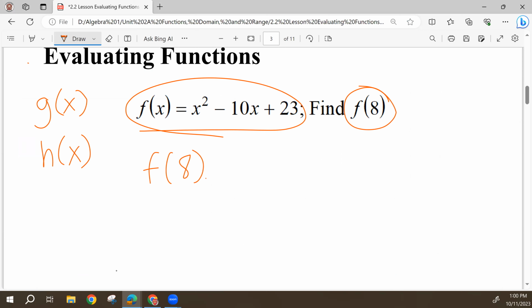When I plug in 8, my function is 7. That gives us coordinates (8, 7), and that point has an x, y that is on this function. More on that in future lessons.